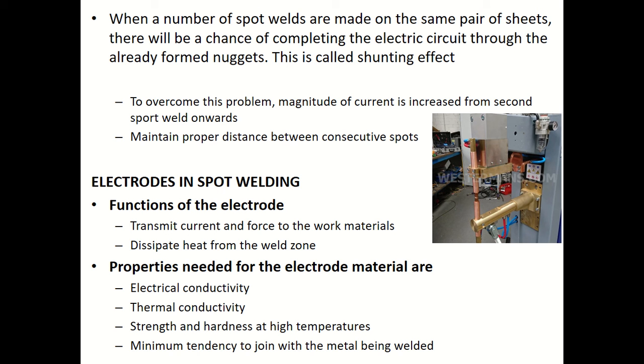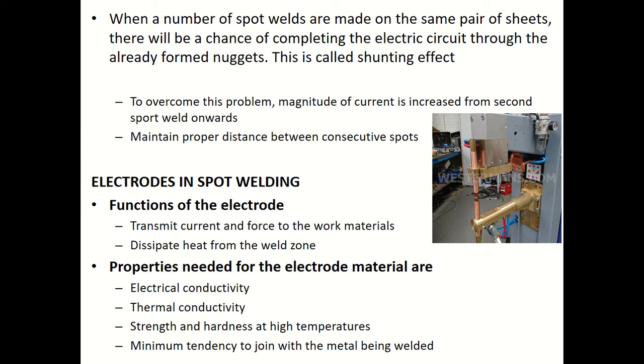Now, to overcome this problem, the magnitude of current is increased from the second weld onwards. The current which you allow to flow through the plates increases compared with the first spot weld, so it avoids the shunting effect. Another important thing to remember is to maintain proper distance between consecutive spots. This also helps to avoid the shunting effect.